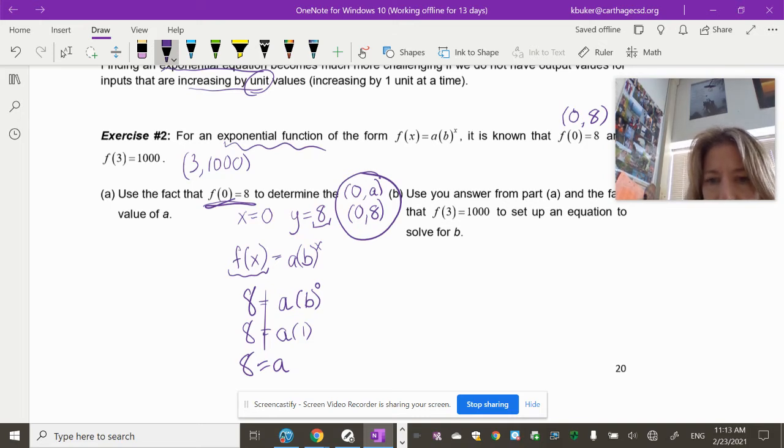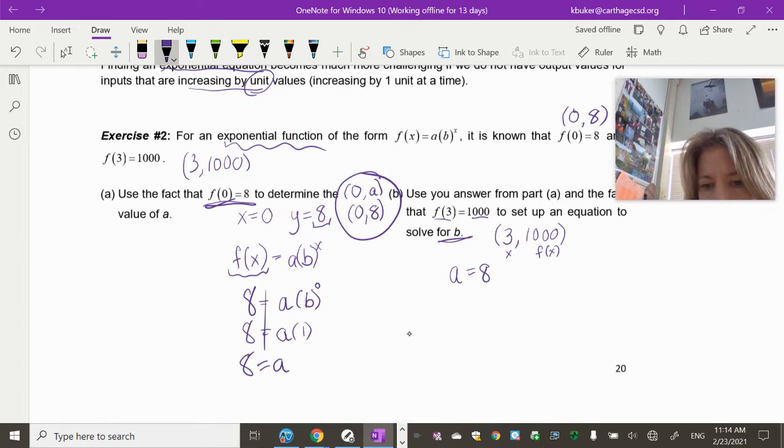All right, so now it says use the answer from part A. We know the A value now is 8. Okay, and it wants us to use this information. So again, when x equals 3, y or f of x equals 1,000, and we're going to substitute it into an equation to solve for b, because now b is our only unknown. All right, we have our x value, we have our y value, or we can write it as f of x value, and then we have our a value. So the only missing variable is b, therefore we can solve for b since it's the only variable.